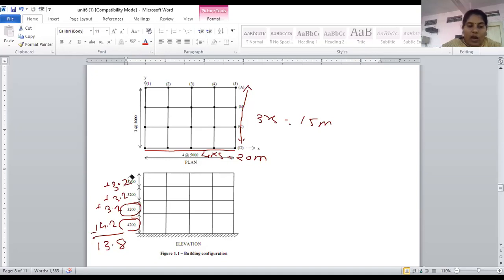In this way, if we add all the floor-to-floor heights, then we'll get the total height of the building, and that is required for calculations to evaluate the seismic forces. Okay, I hope all of you have understood.